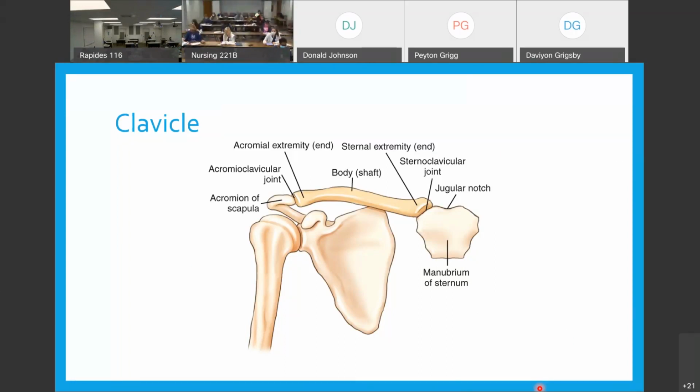It has two articular ends. They call them extremities. We have the sternal extremity. The clavicle. Oh, I'm sorry. Clavicle. On page 257, AP projection, it is a long bone. It has a shaft. It has the acromial end or extremity, which articulates with the acromion, which gives you your AC. You have the sternal end, which articulates with the sternum, which gives you your SC joint.